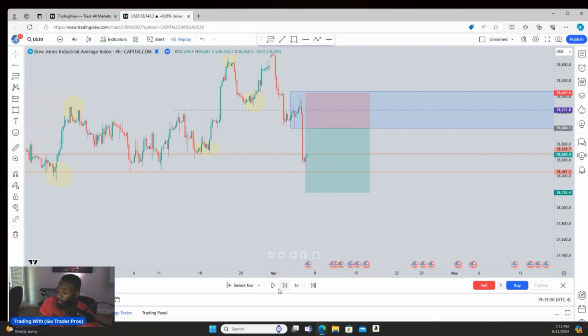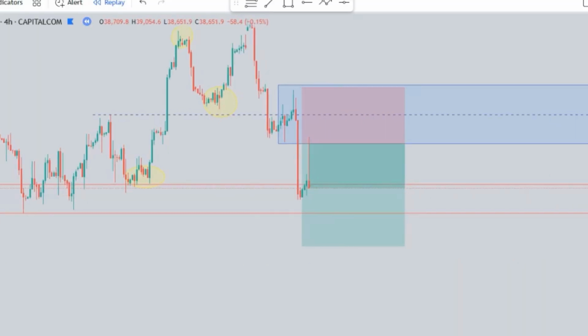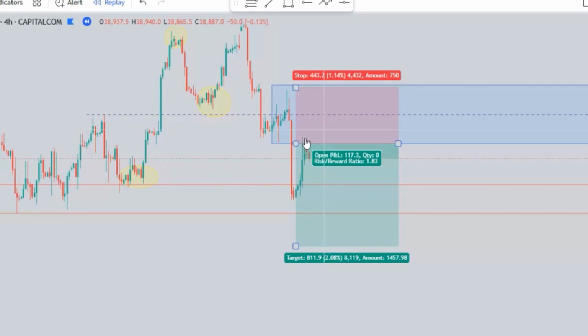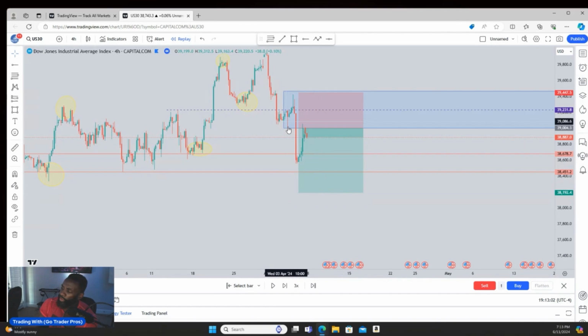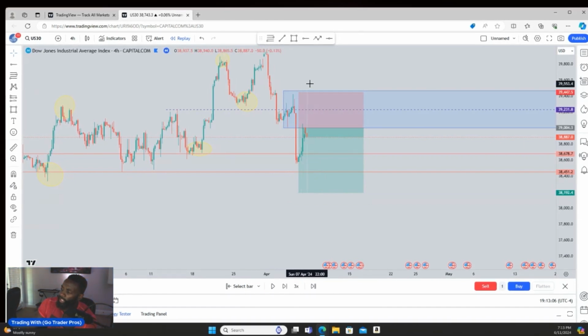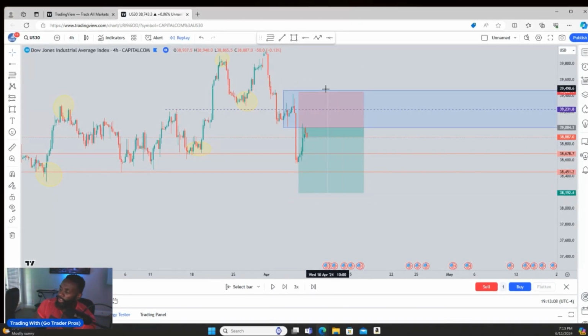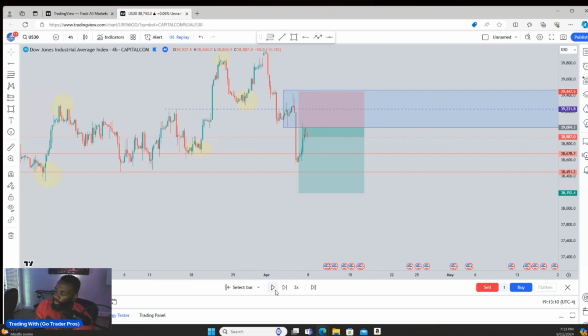So anyway, we're gonna smack this play button. Now we are in the market. It came, tested this, pretty much it tested this zone, which is, here goes the new resistance. And if we would have passed this, we would have just pretty much lost that and it would have gone into buys. But let's keep going.